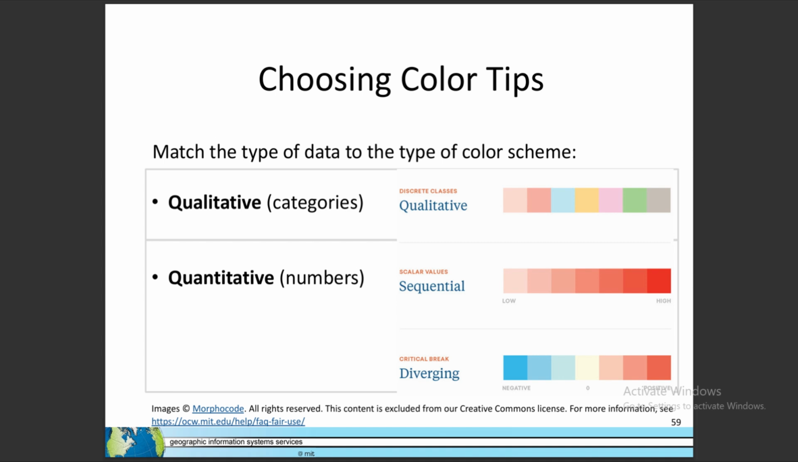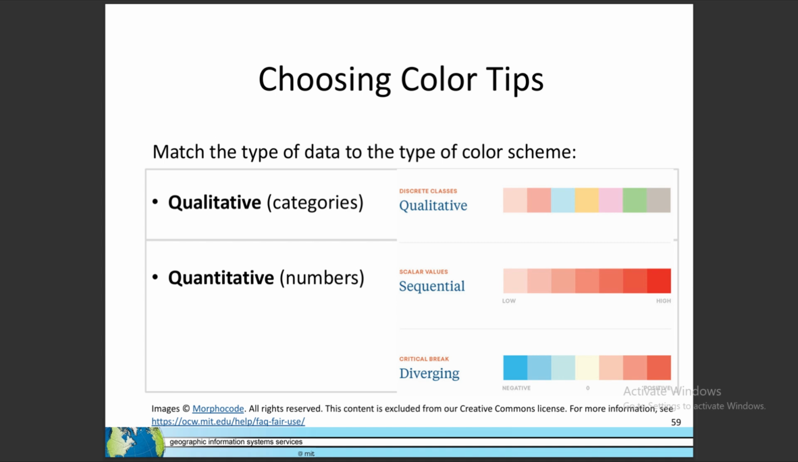The key rule: match the type of data to the type of color scheme. There are 3 major color scheme types. Qualitative, for categorical data, names, types, classes. Different hues, similar lightness. No implied ordering. Use when categories are unordered. Example: land cover types, political parties, ethnic groups.